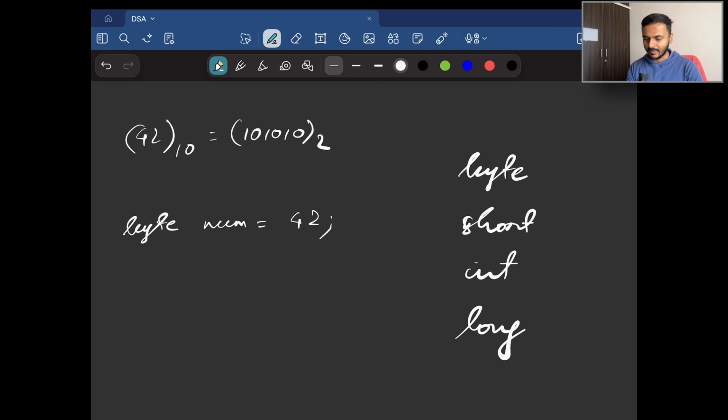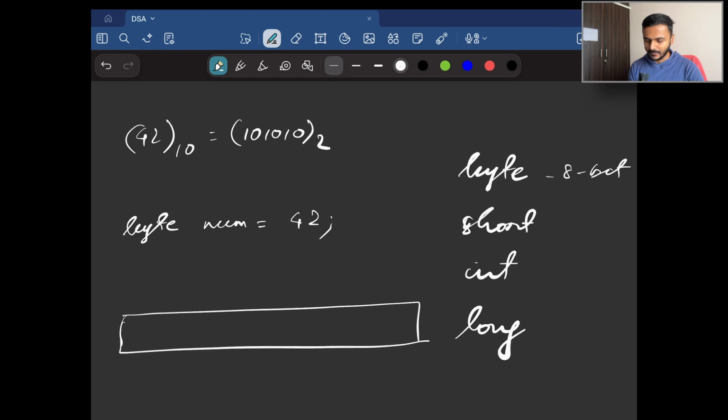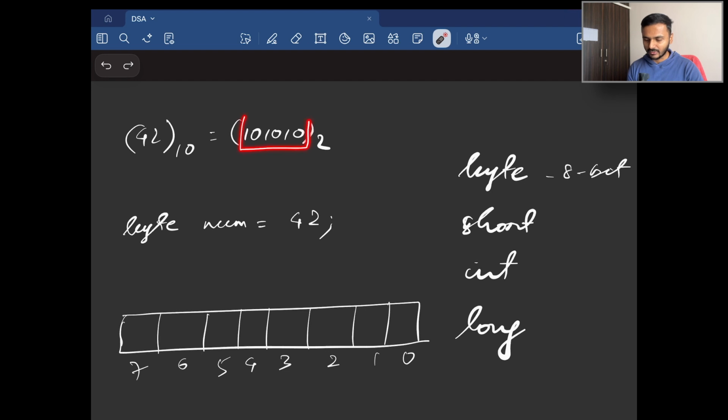We know that byte is an 8-bit type, which means we will have 8 bits available to store 42. So let's quickly draw this, and we will have positions starting from the very right, going all the way to the very left. So it will be from 0 to 7. Now we have got 6 digits over here, but we have got 8 spaces. How are we going to put those 6 digits in these 8 spaces? The answer is pretty simple.